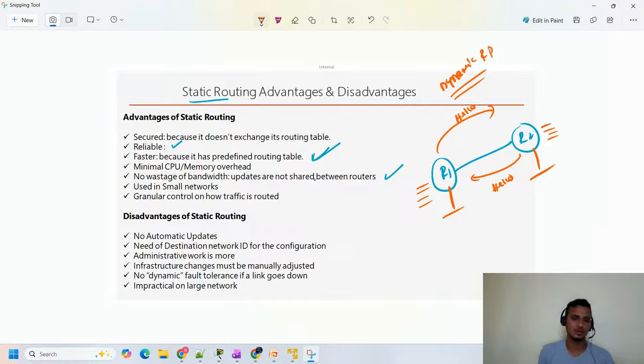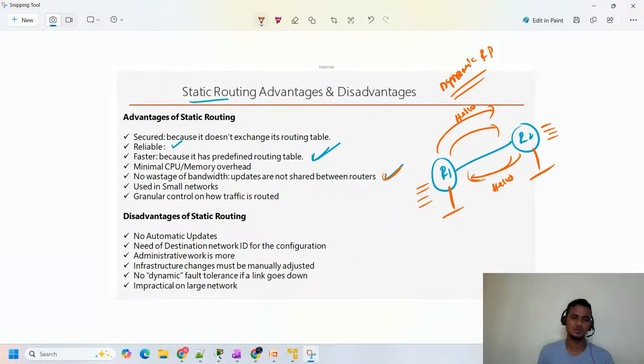So that's what I mentioned here. Because of that, there is no wastage of the bandwidth. Updates are not shared between the routers, but in the dynamic routing protocols we send the updates. In the static routing protocols, the routers are not going to share or send the updates. So that's the reason it reduces the wastage of the bandwidth, and it is used in small networks.